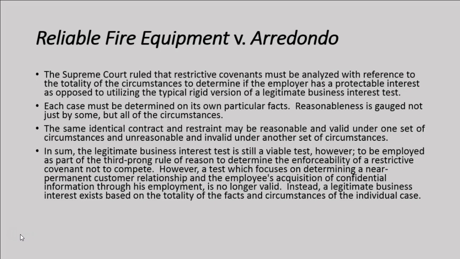The Supreme Court emphasized that each case must be determined on its own particular facts. Reasonableness is gauged not just by some, but all of the circumstances. The same identical contract, for example, and restraint may be reasonable and valid under one set of circumstances and unreasonable and invalid under another set of circumstances. Well, what does the Supreme Court mean by that?